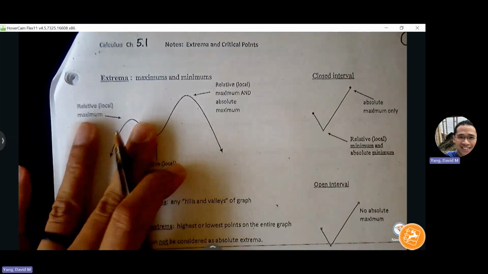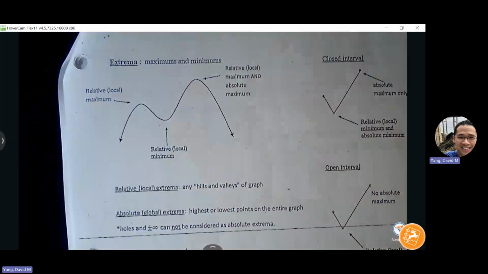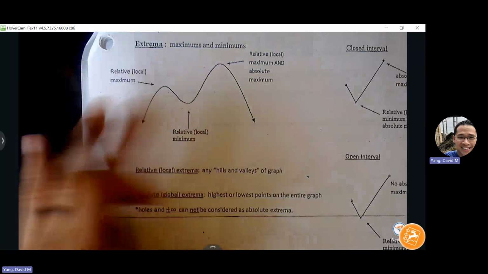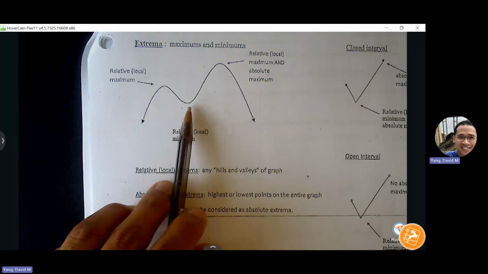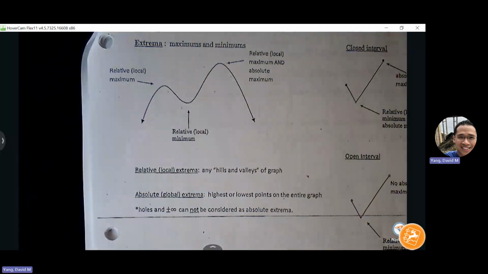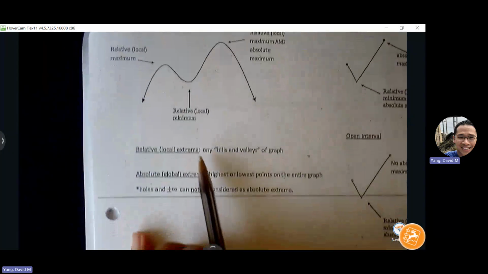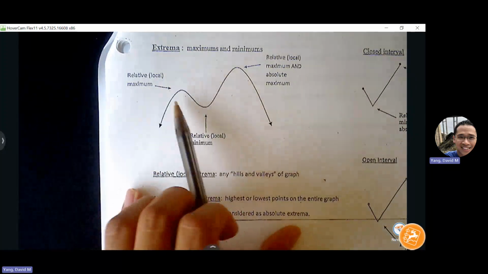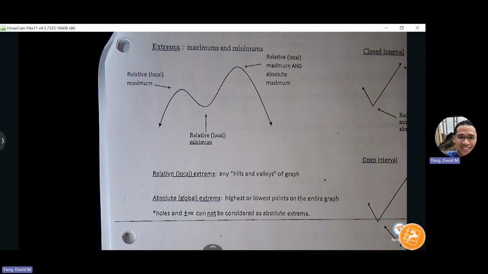Okay, so first, let me just go over some definitions here. First, extrema means maximums and minimums, basically the highest and lowest points. So we have something called a relative maximum, relative minimum. Relative max and relative mins are basically hills and valleys of a graph. So if you can imagine something that resembles a hill or something that resembles a valley, that is what we call a relative maximum or relative minimum.